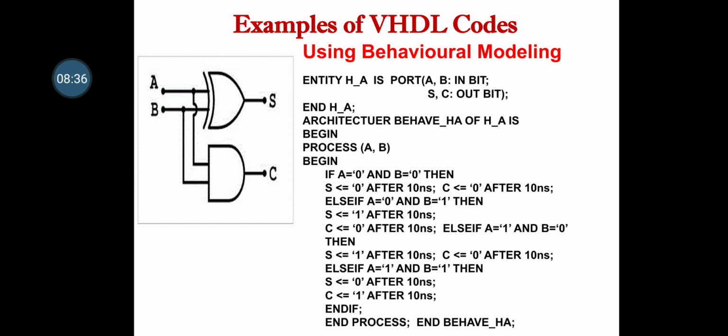What will be the sum and carry? Everything is stated here using else if. Else if A is 0 and B is 1, then S is 1 and C is 0. Else if A is 1 and B is 0, S is 1 and C is 0. Else if A and B are both 1, then sum is 0 and carry is 1. End if, end process, end behavior. So this is overall about the behavioral model of the half adder.